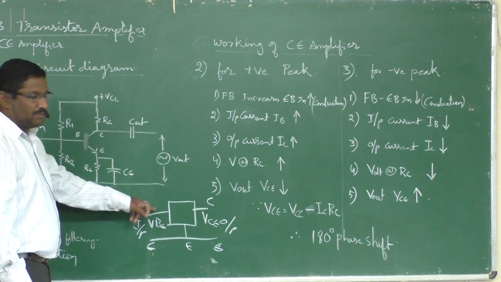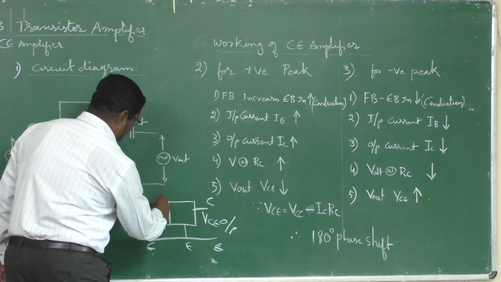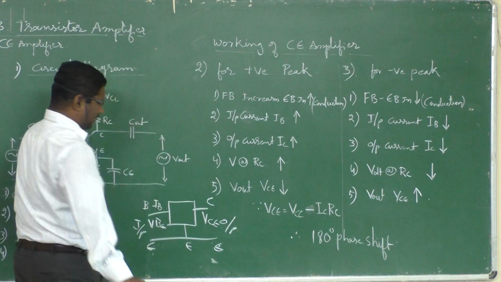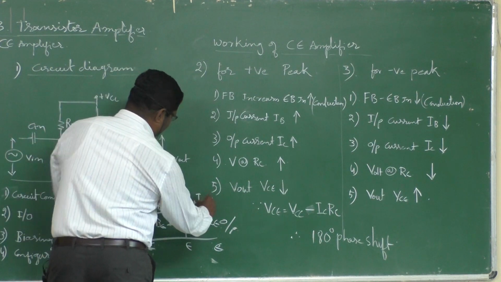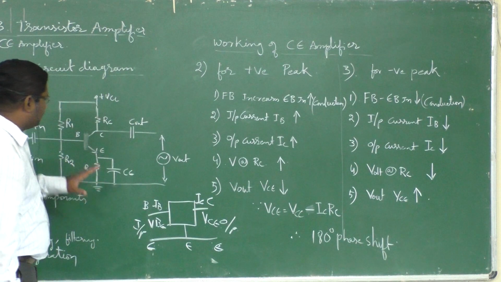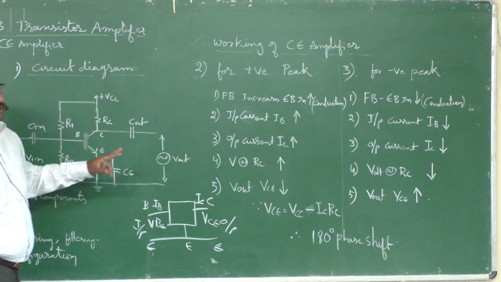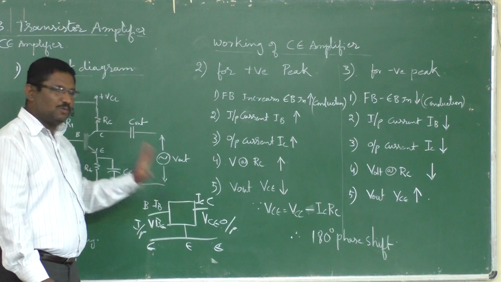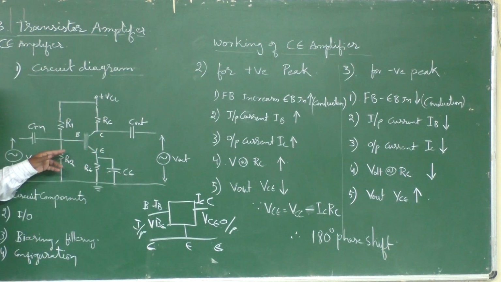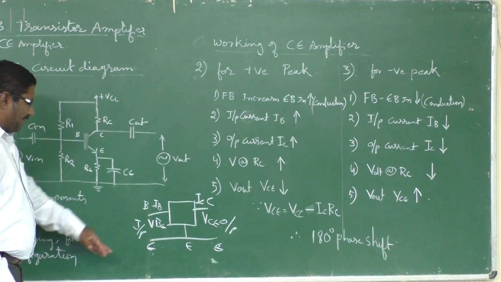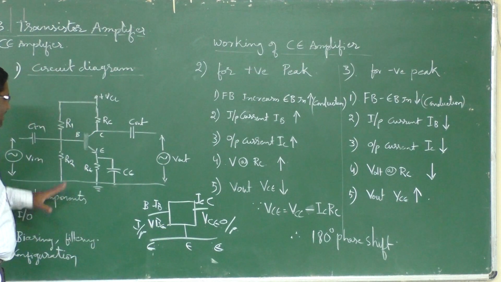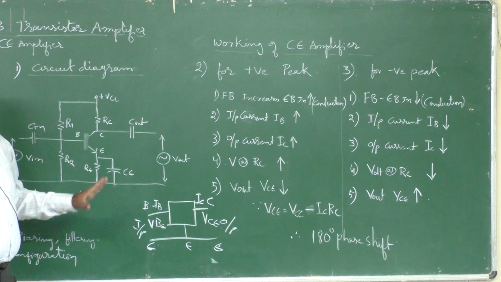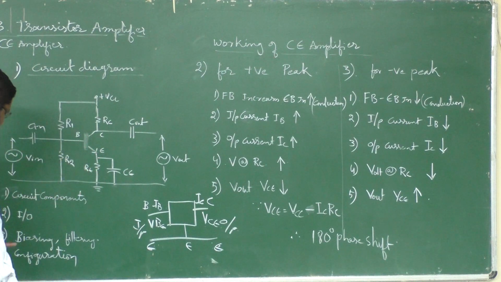What is the input current? That is the base current, IB. And what is the output current? IC, the collector current, is the output current. So we should know these four parameters: input current, input voltage, output current and output voltage. Here also the same thing is happening: the emitter is common with respect to input and output. That's why it is called the common emitter transistor amplifier configuration circuit.